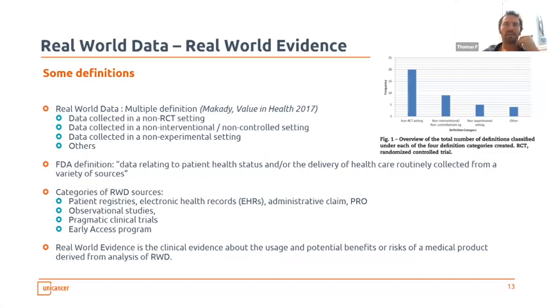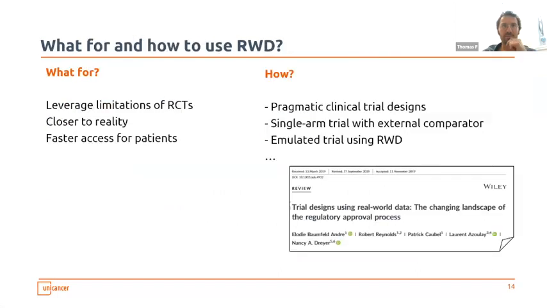Per the definition by the FDA, real-world data in the medical and healthcare fields are the data relating to patient health status or the delivery of healthcare routinely collected from a variety of sources. There exist several potential sources of real-world data: patient registries, electronic health records, administrative claims, patient-reported outcomes, observational studies, pragmatic clinical trials, early access programs. If analyzed appropriately, such data can give rise to so-called real-world evidence. Per the definition by the FDA, real-world evidence is clinical evidence about the usage and potential benefit or risk of a medical product derived from analysis of real-world data.